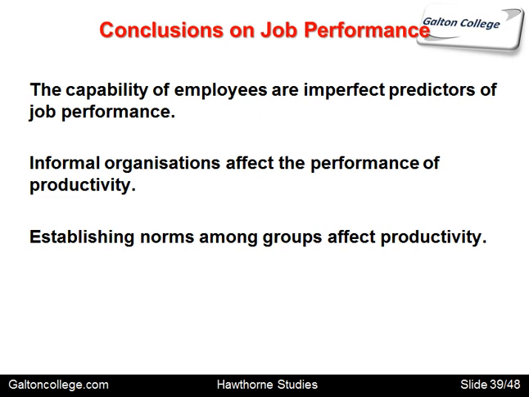Establishing norms amongst groups affect productivity. If teams are formed and the teams have good relationships with each other in the team, and also the team itself has a good relationship with the business, then it may be possible to get the team to aim at a certain level of productivity. And all the members of the team, not wishing to let the team down, will work harder to try and achieve that goal as well.